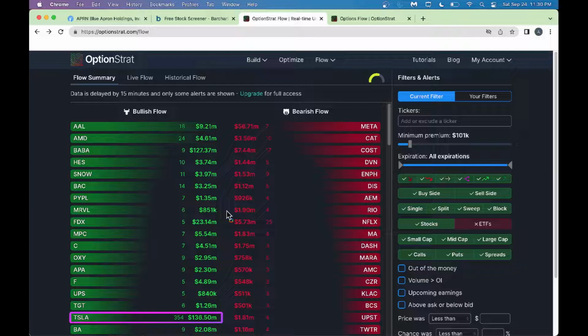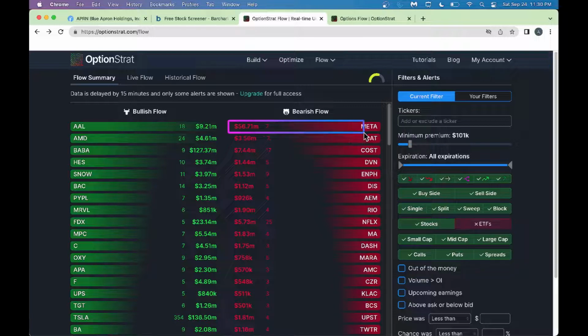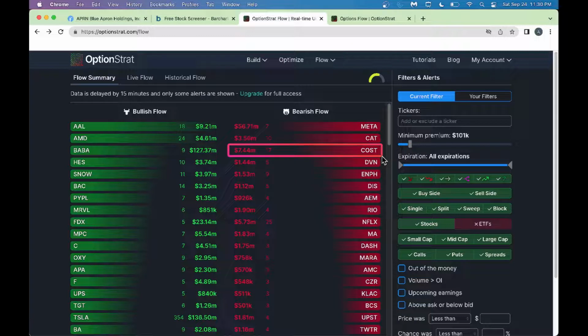On the bearish flow side here, look, we got Meta. Meta is bearish, 556 million total premium here, 7 trades. As you scan through here, we got a few more here. Look, we got Caterpillar and Costco again after a nice earnings result. Look, it's a slightly negative option flow here.